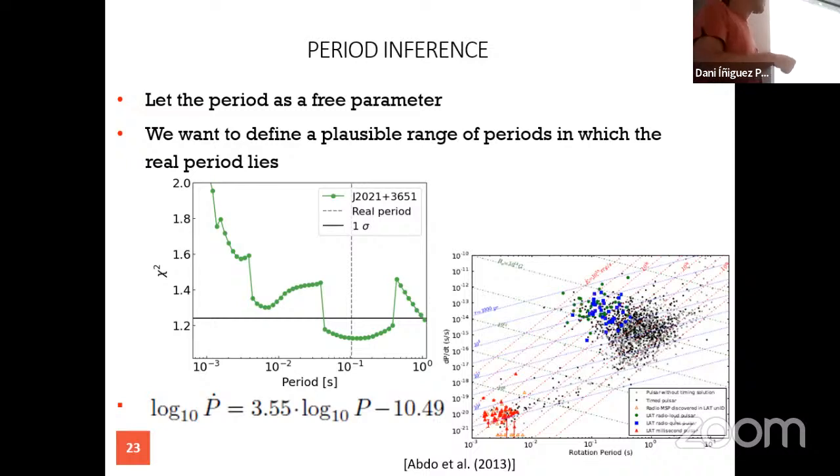With this, it is possible to draw a chi-square versus period plot, and with this we aim at defining a plausible range of periods in which the real period lies. So this is our goal, to find something like this in which the real period, the dashed line, is inside the range. The range is defined with this line, which indicates a 1 sigma distance from the smallest chi-square, so that all the points below this line are statistically equally good fits. So this range of periods comprises the periods that lie below this line.